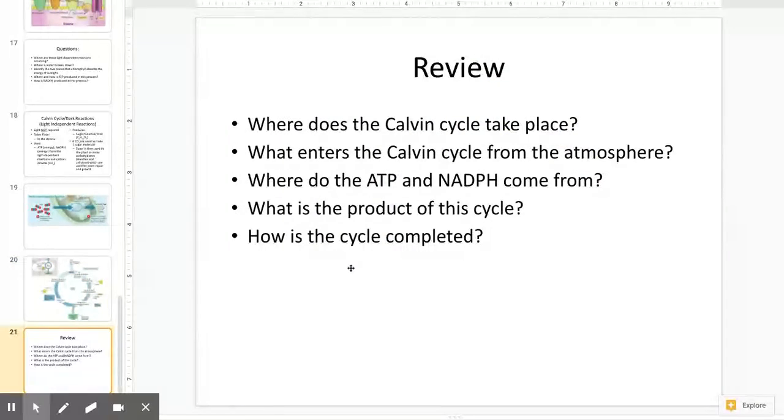So there are some review questions about the Calvin cycle, including specifically where carbon dioxide is incorporated into the cycle.